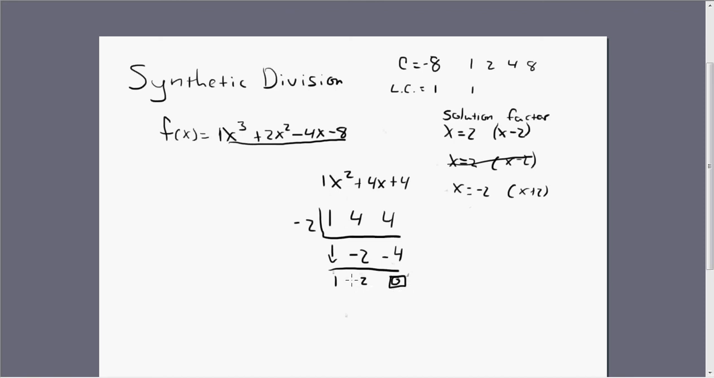So this just tells me that I have x plus 2 equals 0. So here's one solution, here's my second solution, and then I'm left with a third equation, which says x plus 2 equals 0, so x equals negative 2. So these are my three factors, and these are my three solutions.